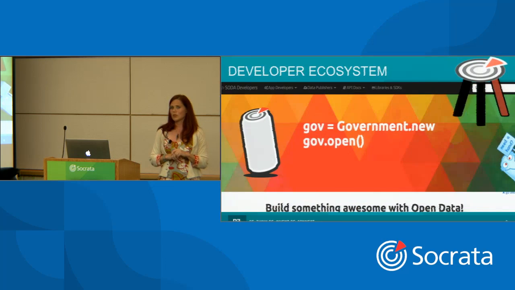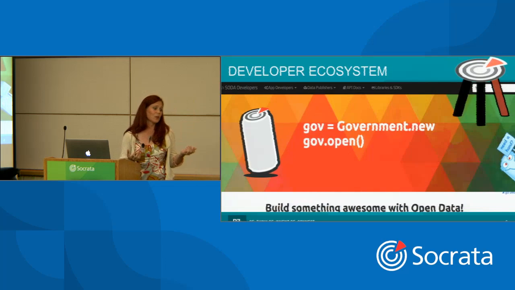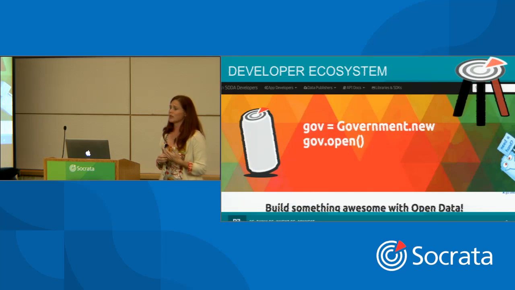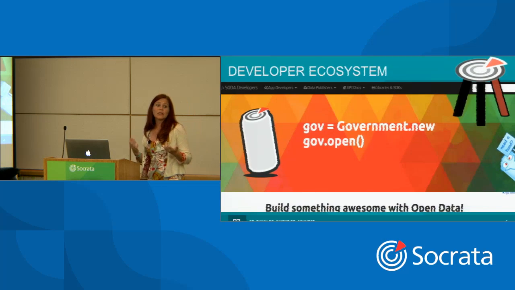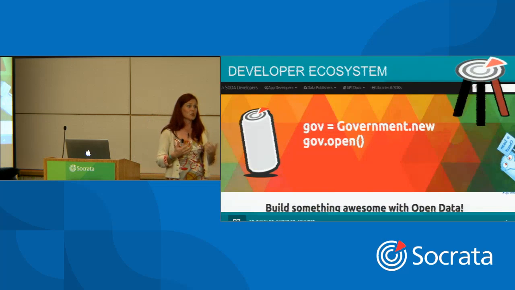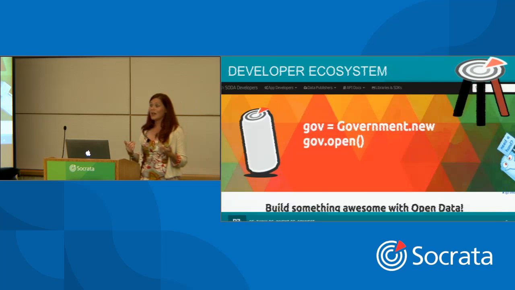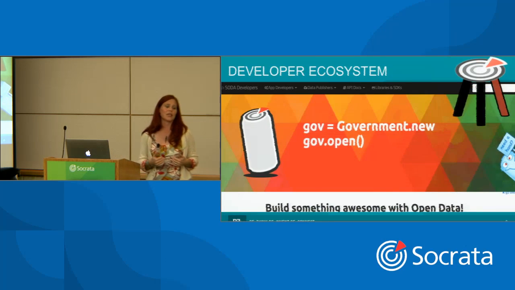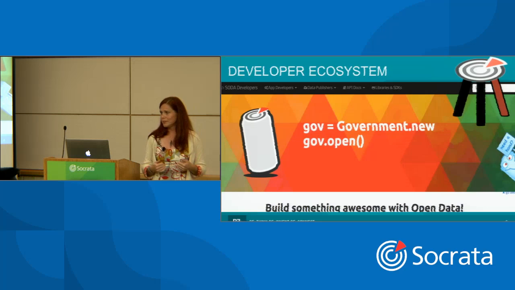So Socrata is a pretty small company. I mean, we're growing quickly, but we understand that we have a limited pool of engineering resources, and we also have a limited set of expertise in terms of the domains that we know and know well. We can't build every application to solve every problem.